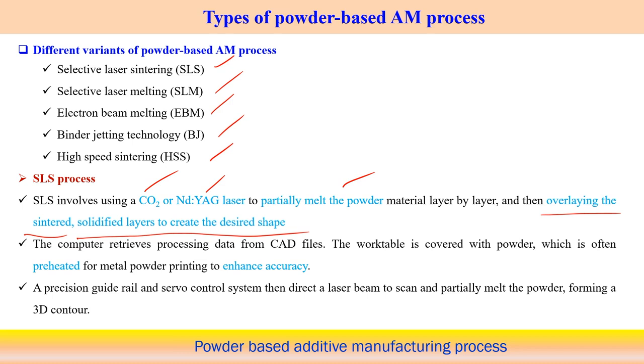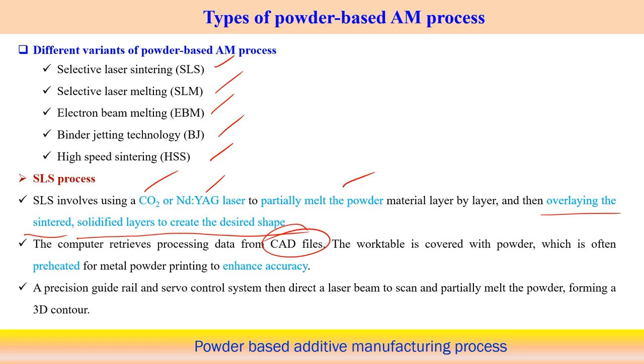Now we start with a CAD file on the computer. That means first we make the complete three dimensional drawing of the component, which is called the CAD drawing, and we take the data. Basically we determine what the layer thickness will be for the layer by layer deposition.